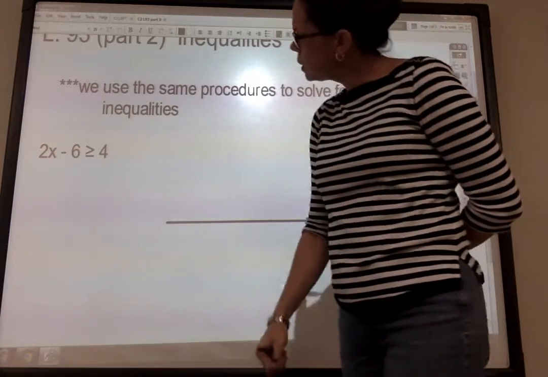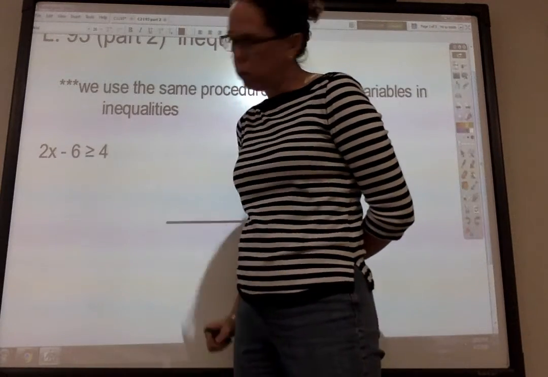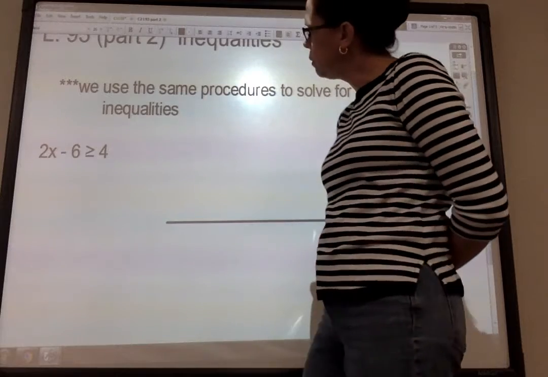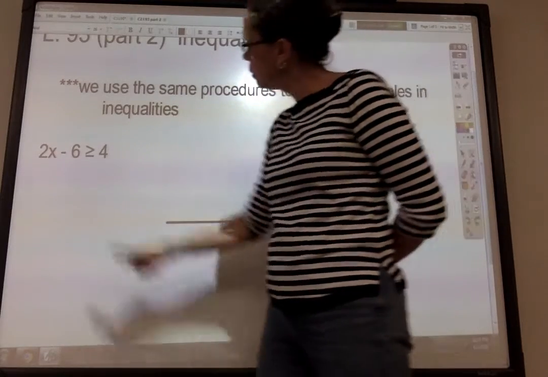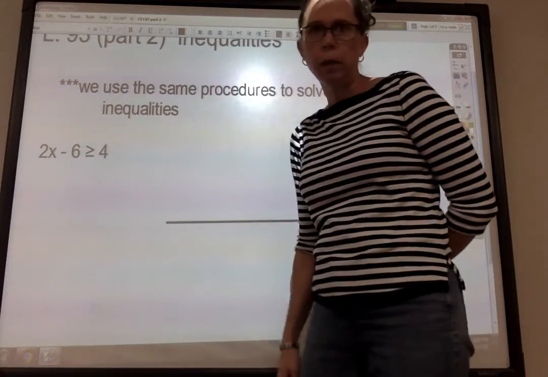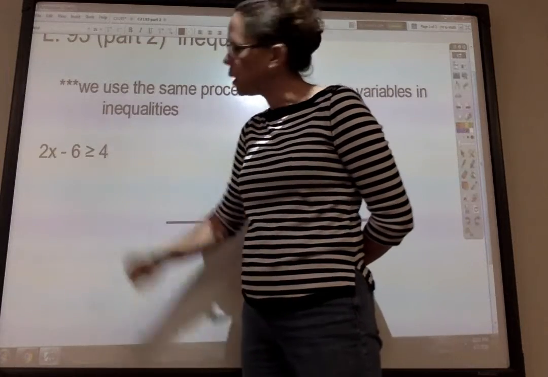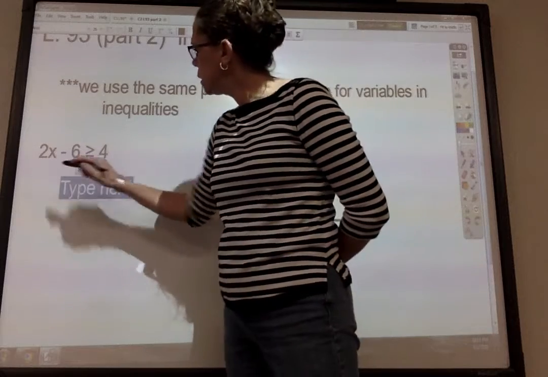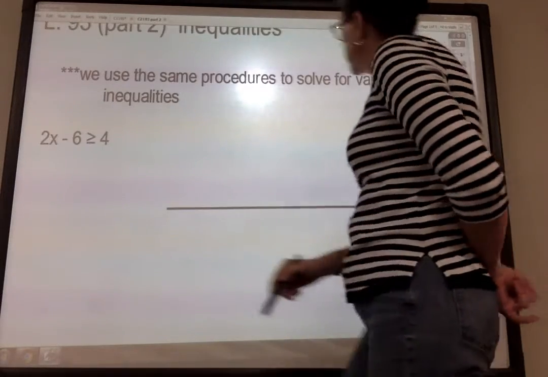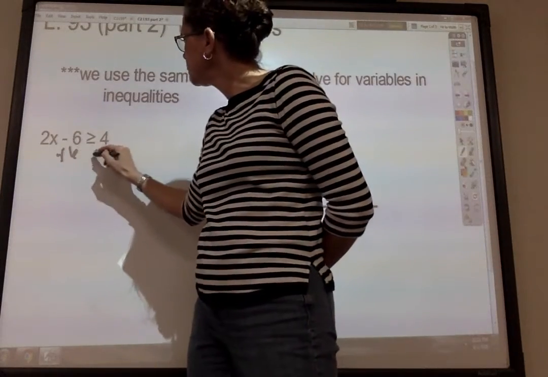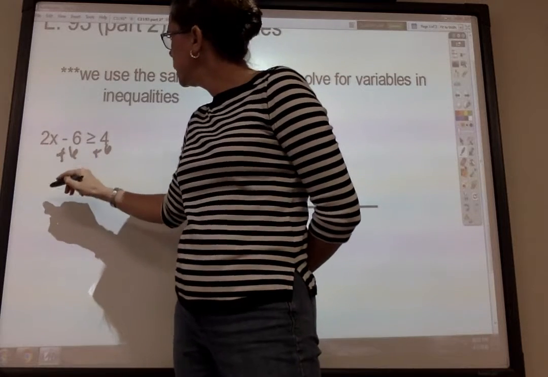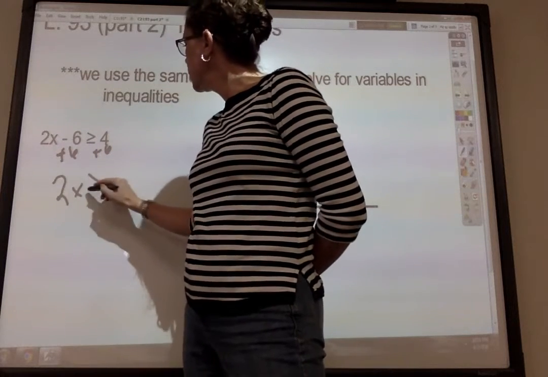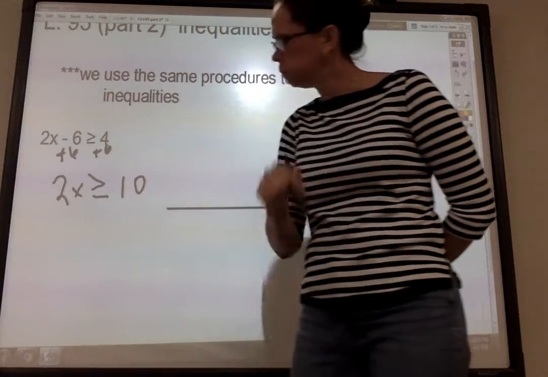I have 2x minus 6 is greater than or equal to 4. Okay, first question, what's the variable? X. What's happening to the term with the x? It's being subtracted by 6. So how do I undo subtract 6? Add 6 on both sides. So I get 2x is greater than or equal to 10.